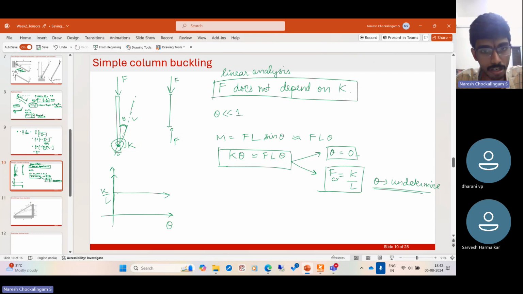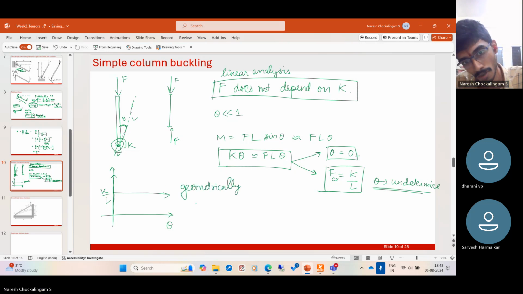So the other equilibrium solution predicted by the linear analysis is F takes a value K by L and theta can be anything. But in reality, that doesn't happen, right? In reality, because you have a spring K here, as F moves away, the spring will start generating more and more force. So this is the prediction of geometrically linearized buckling analysis.